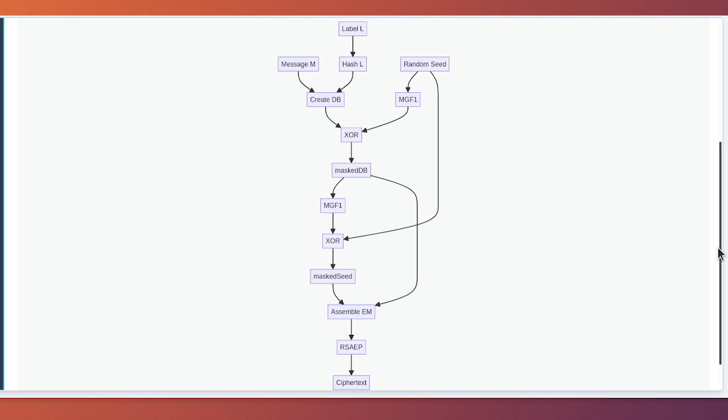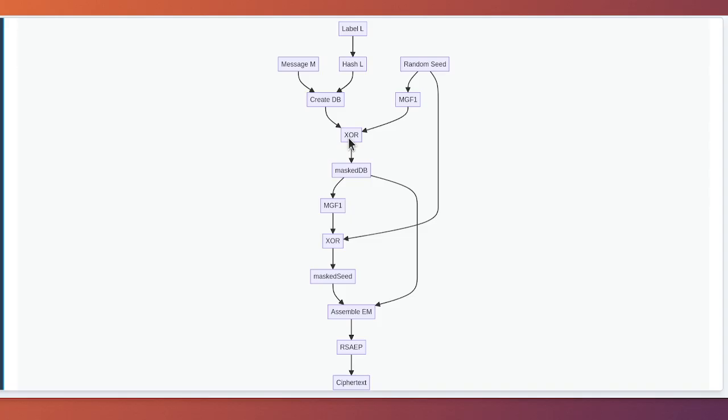Step 2 is EME-OAEP encoding. This is where the sophisticated padding happens. First, you hash the label parameter L using your chosen hash function to get L hash. Then you create a padding string PS consisting of 0 bytes, with length k-m-len-2 h-len-2. You concatenate L hash, PS, a single 0x01 byte, and the message M to form a data block DB. Next, you generate a random seed of length h-len bytes.